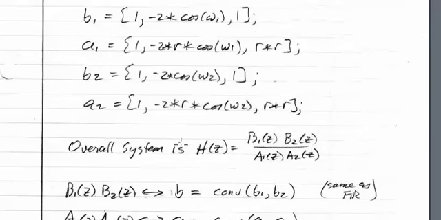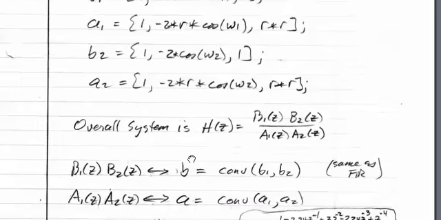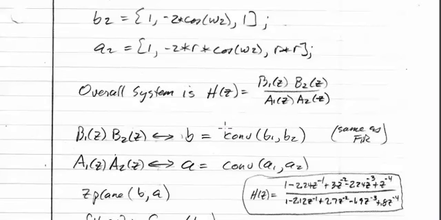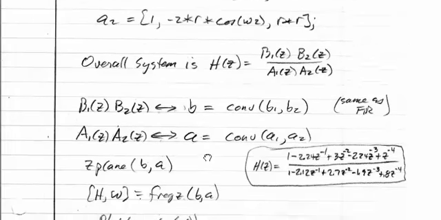Well, if we want to combine this system, note that H of z is the product of H1 and H2. And if we talk about just the numerator part, we've got B1 and B2 of z, and the denominator part is A1 and A2 of z. And just like we did before, we can convolve the b coefficients to get the overall b coefficients. And we can also convolve the a coefficients to get the overall a coefficients. If you think about it, this isn't too hard to understand.